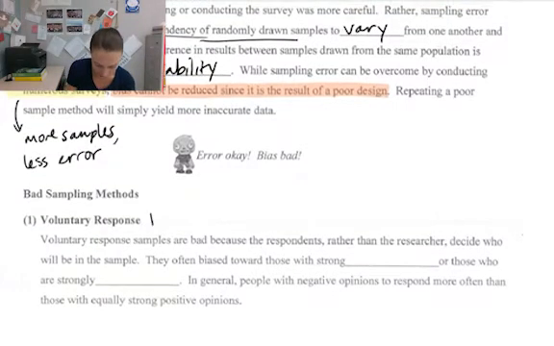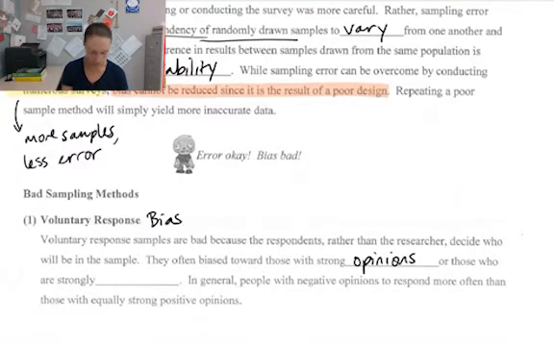The first one is voluntary response bias. These are bad because the respondents, rather than the researcher, decide who will be in the sample. They often are biased towards those with strong opinions or those who are strongly motivated. In general, people with negative opinions tend to respond more often than those with equally strong positive opinions. So this is definitely one of the most commonly seen forms of bias, especially for online surveys that we see in the media a lot.